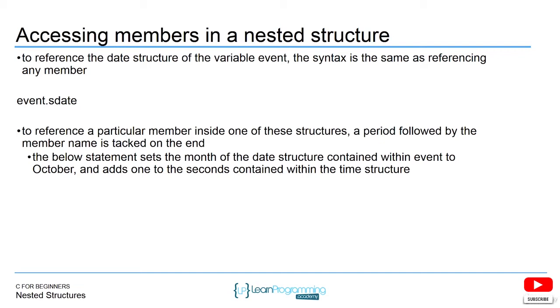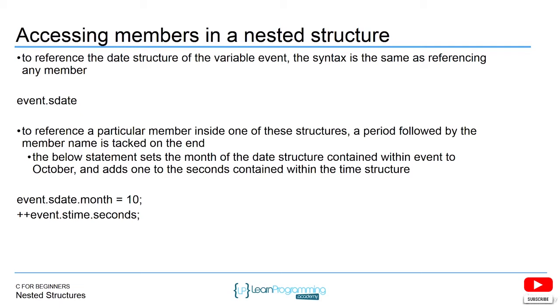So this below statement is going to set the month of the date structure contained within event to October, and it's going to add one to the seconds contained within the time structure. So we say event.sDate and then another dot because we want to access the element of the sDate variable. We want to access month, and we're going to assign month 10. So there's multiple dots there. And all this is saying is you have a struct named event, and because of our declaration before, we said it was of type date and time. Inside there, you have a struct, which is just a date struct. You want to access of that date struct the month member. So you say dot month, 2 dots.